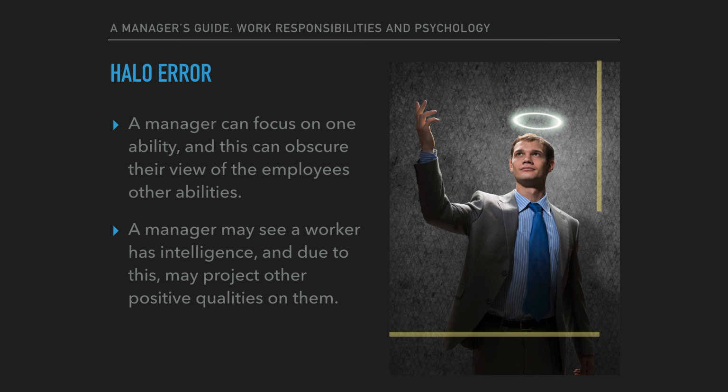And next we have the halo error, not the halo effect, but the halo error. This error occurs when a manager focuses on one attribute or one ability, and that focus obscures or clouds their view of the employee's other abilities. For example, the manager may think the employee to be very intelligent, and because they have this conception and this focus on intelligence, they may automatically attribute other positive qualities to that employee, qualities that employee may not have. So for example, the employee may be uncommitted and lazy, but the manager will see them as committed because they think that employee is very intelligent.